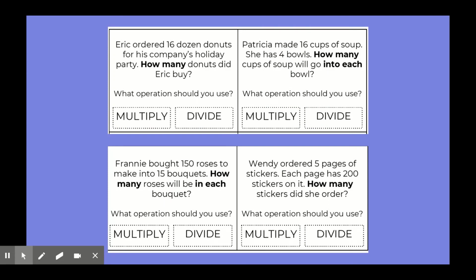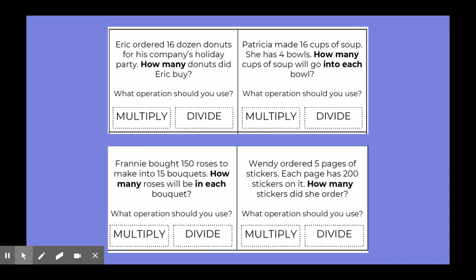Let's look at some more examples of when to multiply and when to divide. The first example says, Eric ordered 16 dozen donuts for his company's holiday party. How many donuts did Eric buy? At first glance, you might want to say Eric bought 16. So for this problem, you need to know some units of measurement. You need to know that a dozen is 12. So if he ordered 16 groups of 12 donuts, how many did he buy in all?